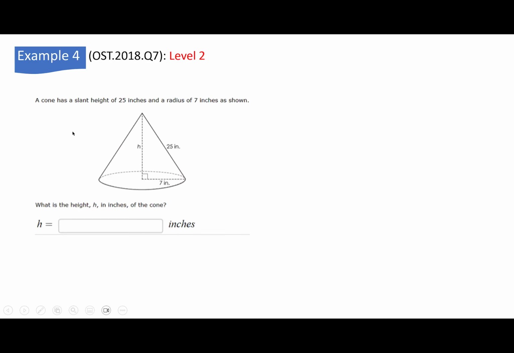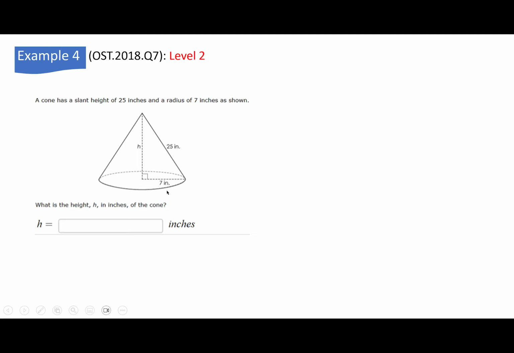Example 4. A cone has a slant height of 25 inches and a radius of 7 inches as shown. This is the radius. This is the slant height, okay? This is the height. So we want to find h.